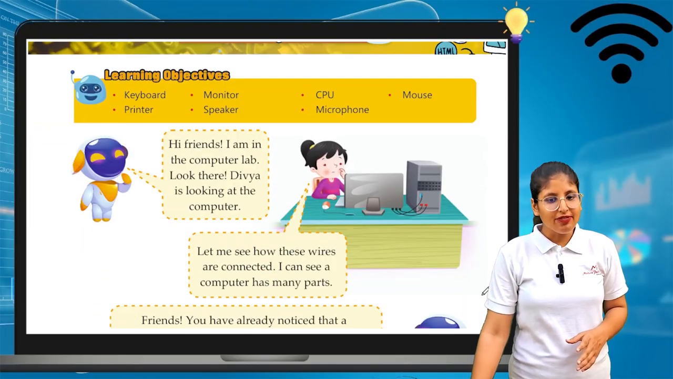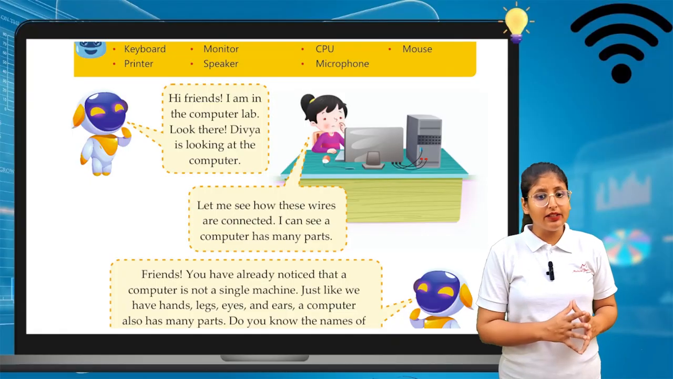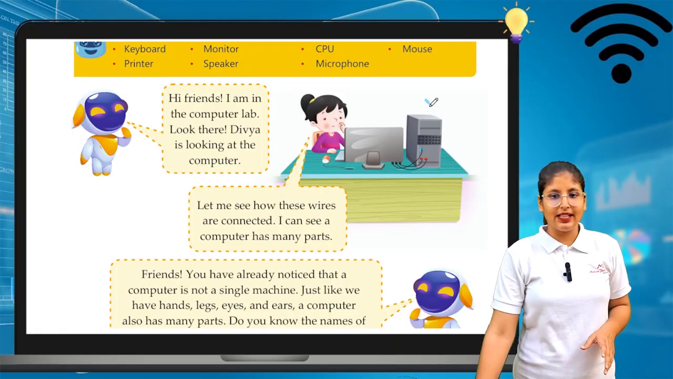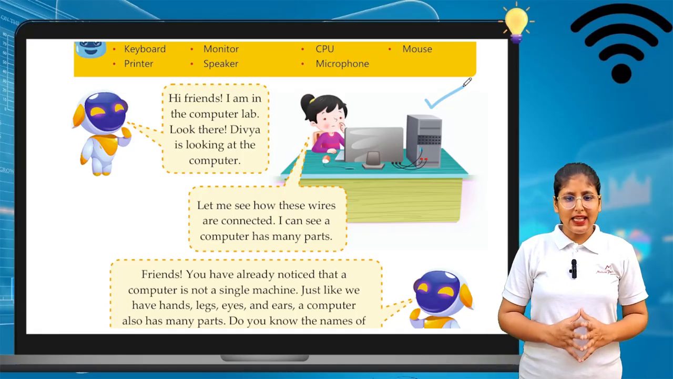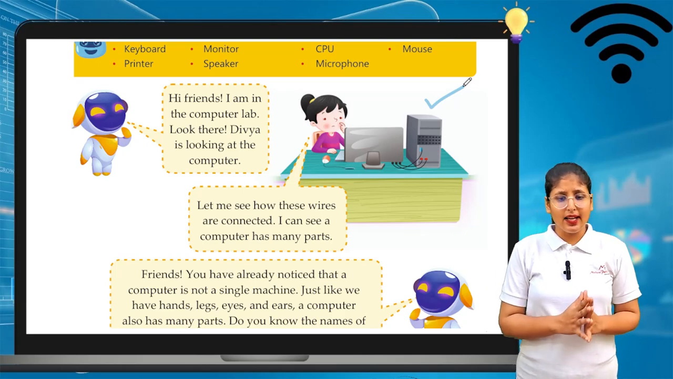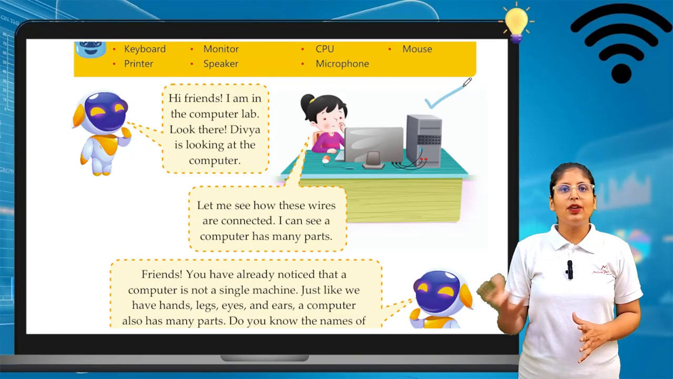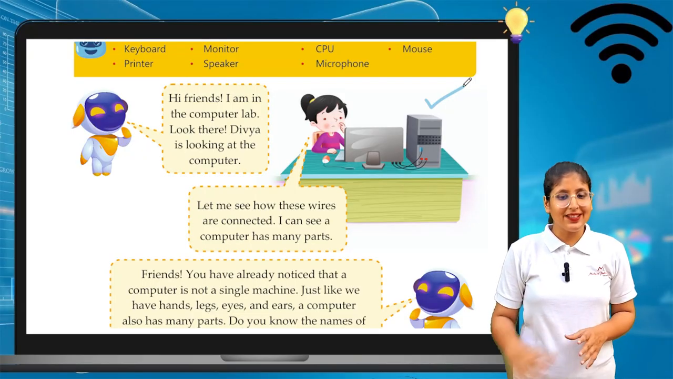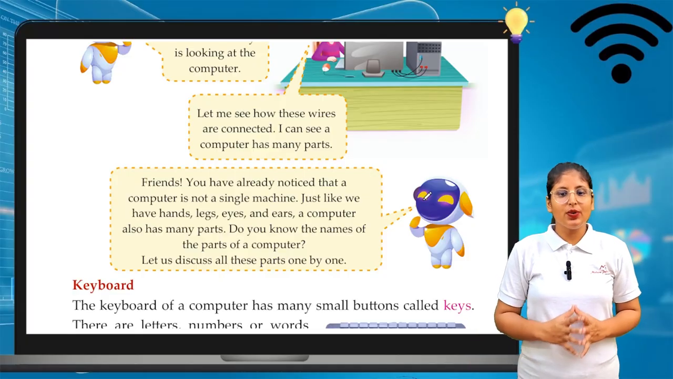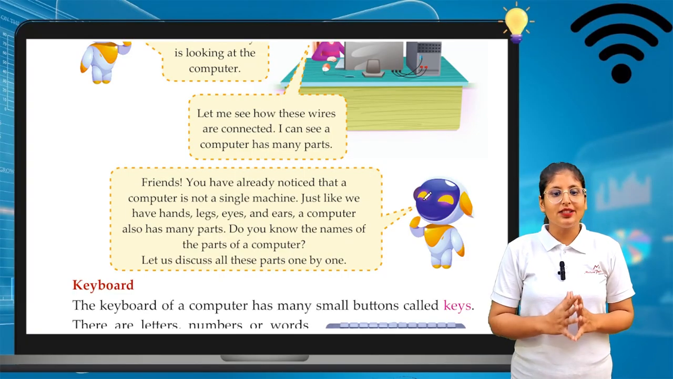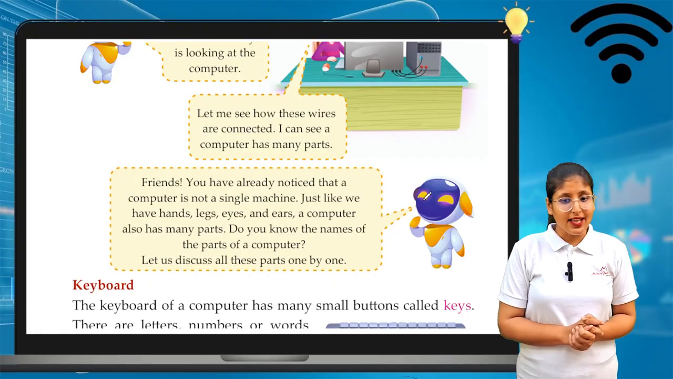So, hi friends, I am Computer Lab. Look, there Dia is looking at the computers. Dia is sitting in front of the computer. Let me see. These wires are connected. I can see a computer has many parts. Friends, you have already noticed that a computer is not a single machine.